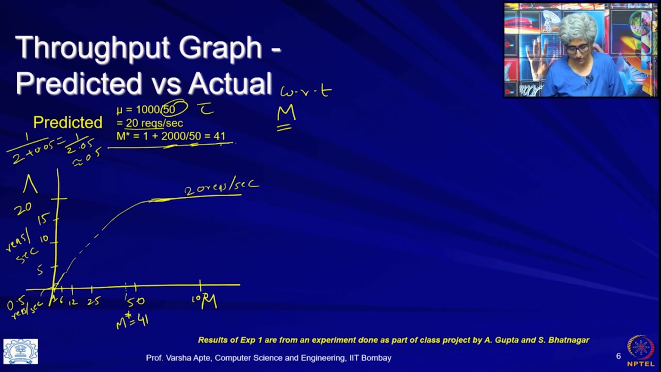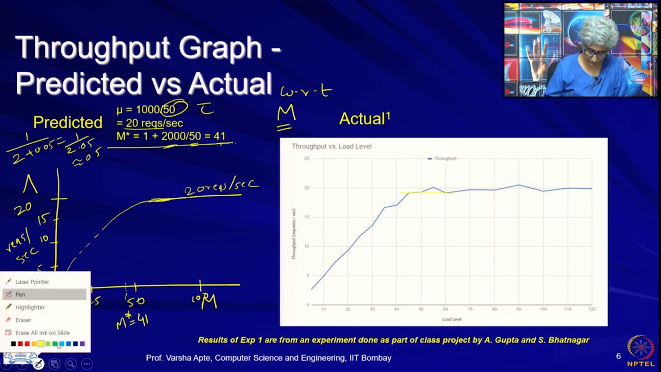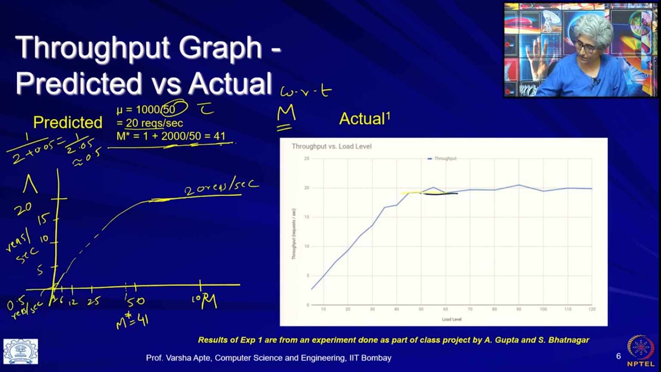So, let us see now the actual graph. The maximum here, this is 20, is very close to what we predicted theoretically. The rest of it, as I said, we do not really have a handle on. At 20 we are getting around 9 requests per second.